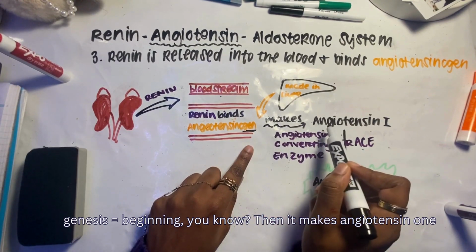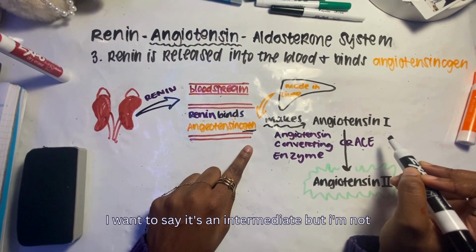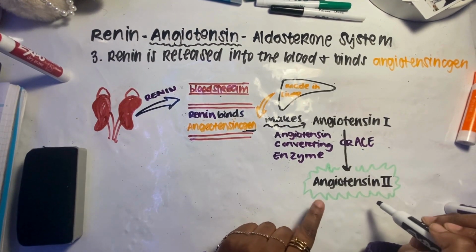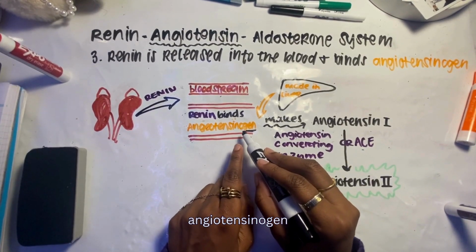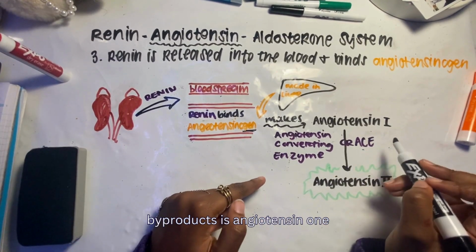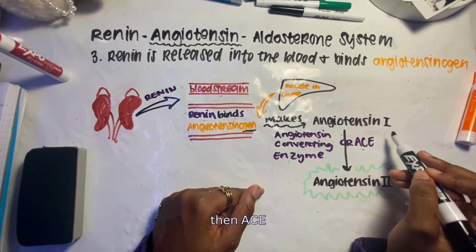Then it makes this. I want to say it's an intermediate, but I'm not sure, so if that's wrong, I'm taking it out of the video. But angiotensinogen is bound by renin and broken down, and one of the byproducts is angiotensin 1.